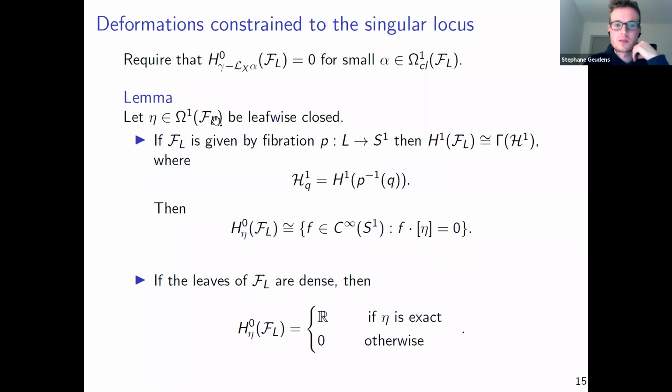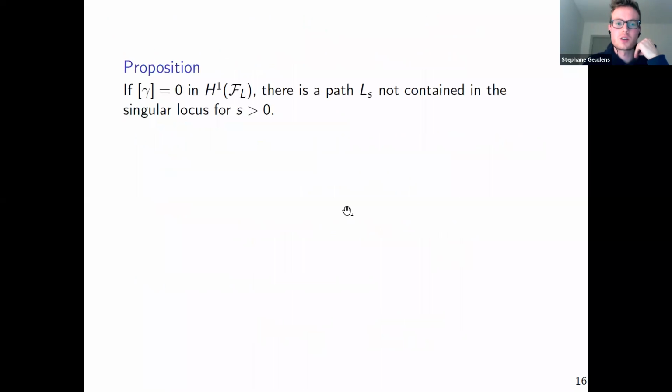So now let's look at when we can push the Lagrangian out of a singular locus, and when this is not possible. First, there is a situation where you can always push it out. It's if gamma is exact. Well, gamma was the vertical component of the modular class. So this means that there is a modular vector field tangent to the Lagrangian. And then there is always a path of Lagrangians not contained in a singular locus.